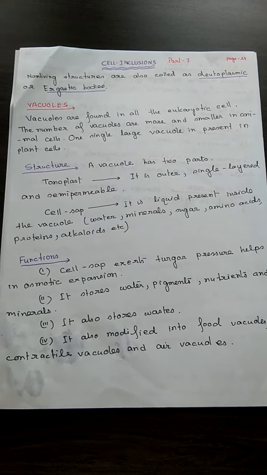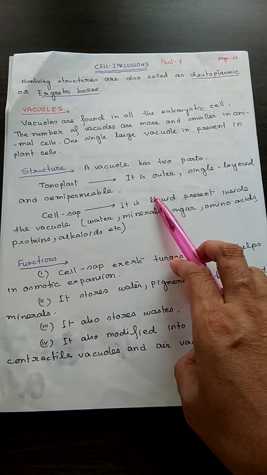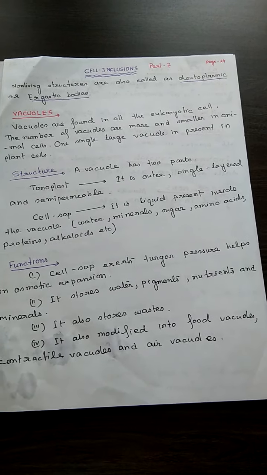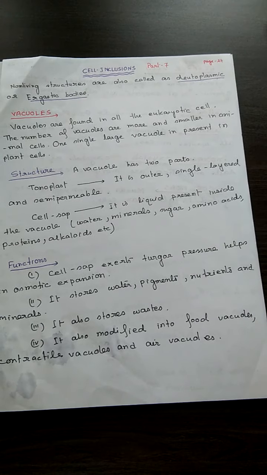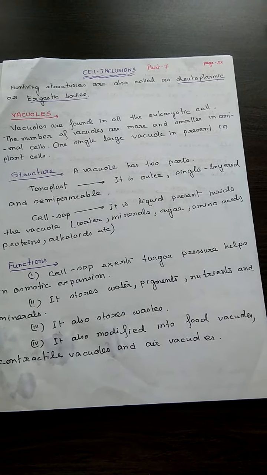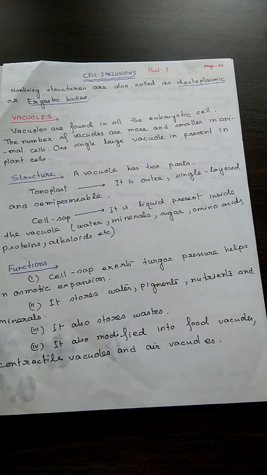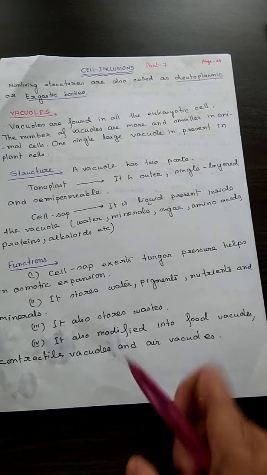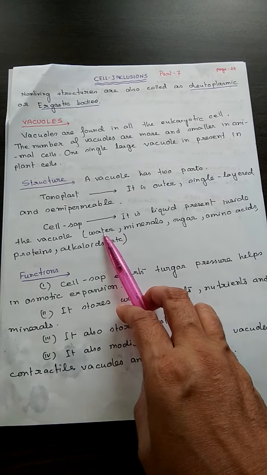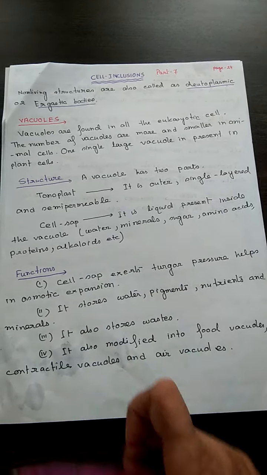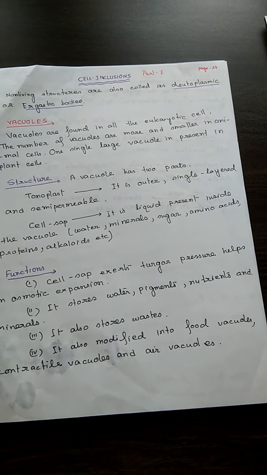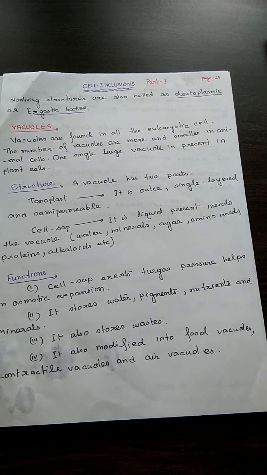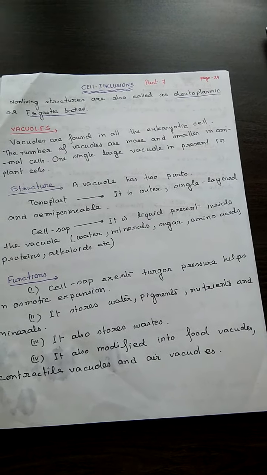Now, the structure is formed of two parts, tonoplast and cell sap. Now what is tonoplast? It is the outer single-layer membrane and semi-permeable in nature. It transports ions and other materials by the active transport system. And the next one is cell sap, which is the liquid present inside the central vacuole and is formed of water, minerals, sugar, amino acids, proteins, alkaloids, etc.